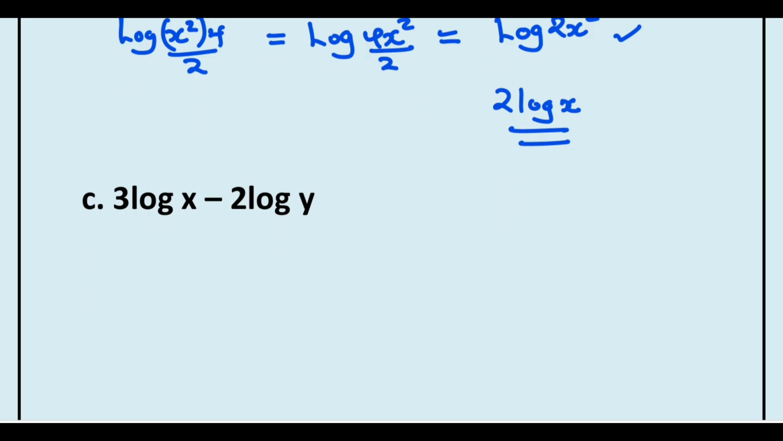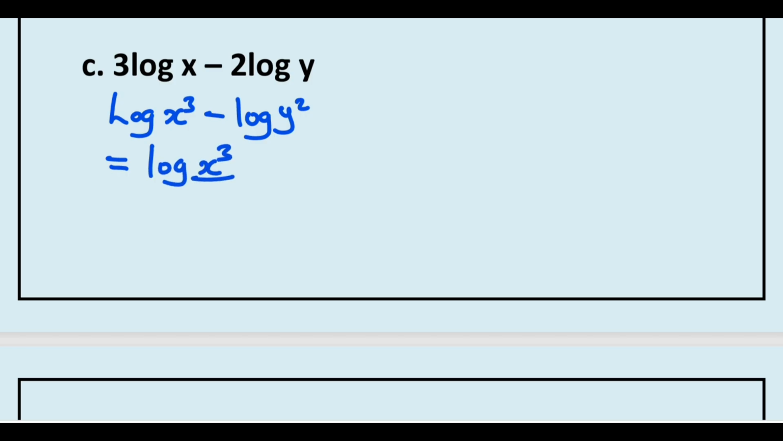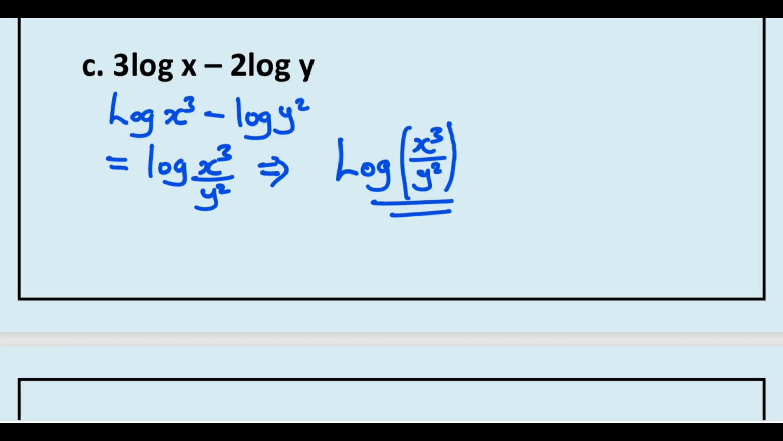Now the next, 3 log x minus 2 log y. So again, we are going to apply the same situation as we have seen in the previous one. So we have log x cubed minus log y squared. We bring back the powers. So this will be log x cubed over y squared. So this becomes the final answer, log x cubed over y squared.